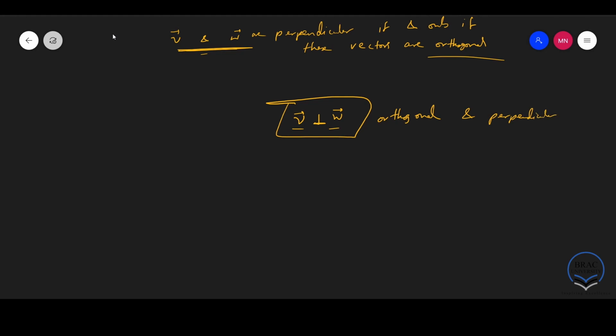And our zero vector, the vector 0, is actually orthogonal. If I have a zero vector, this will be orthogonal to all vectors. The dot product of any vector v with the zero vector will always be equal to 0. So the vector 0 will be orthogonal to any vector, every vector.